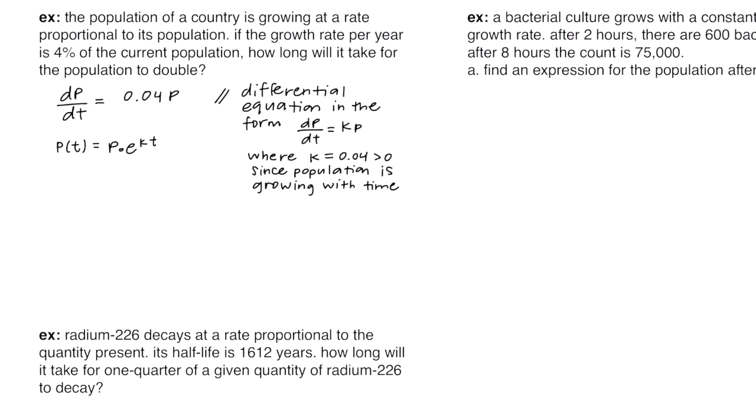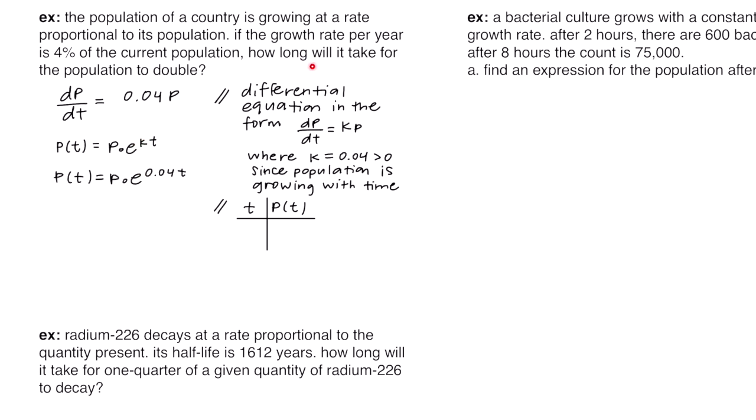And I wrote that out here. We have the differential equation in the form dP/dt equals kP. We have k is equal to 0.04, and that's positive since the population is growing with time. If the population was decreasing with time, then k would be a negative value. So what I'm going to do is plug in 0.04 for k. So again, we have 0.04 plugged in for k.